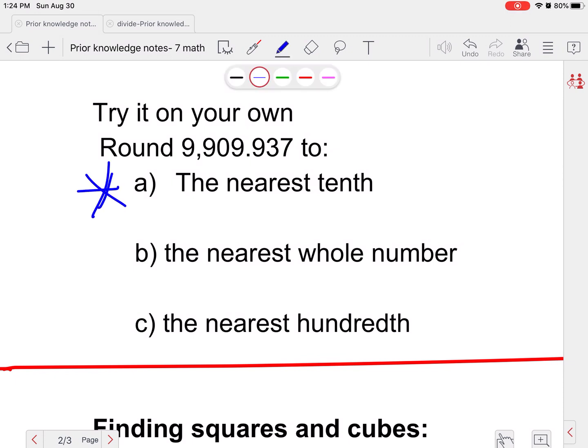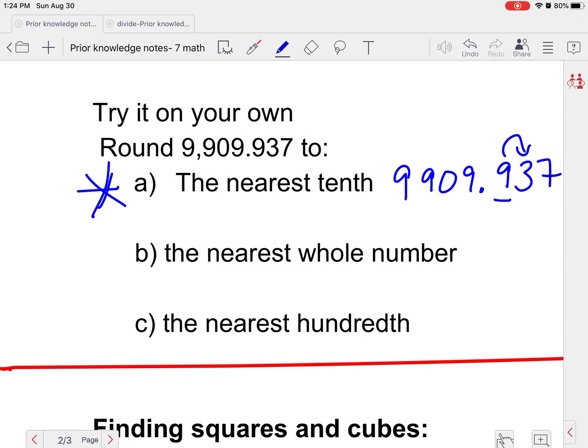Okay, and if we round that one to the nearest tenth, again, I'm going to rewrite my number here, 9,909.937. So to the nearest tenth, I would have my tenths place, and I look at the number behind. 3 tells me to stay. So if I round this, it's simply going to be 9,909.9.